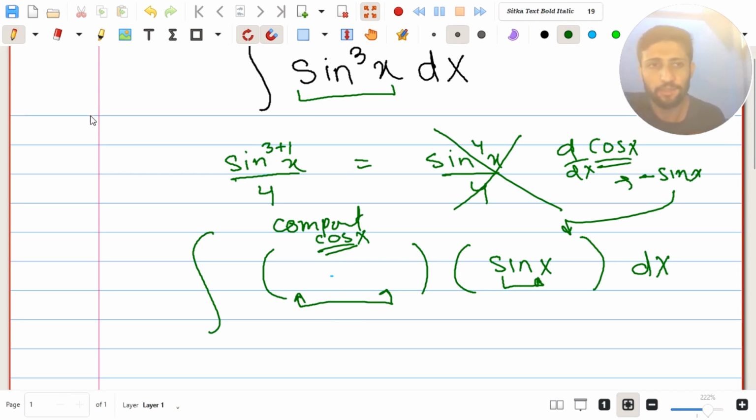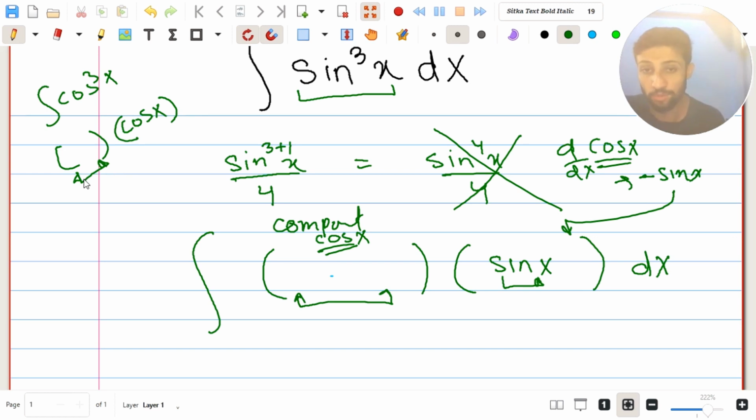Now if you have an integral, for example cos cubed of x, then you need to split this cos cubed of x into two components. The second component should be cos of x and the first component should be in the form of sin of x, because if you take the derivative of sin of x you will simply get cos of x. So keep this in mind if you have to integrate sin of x or cos of x.